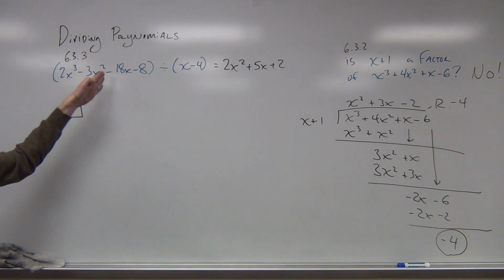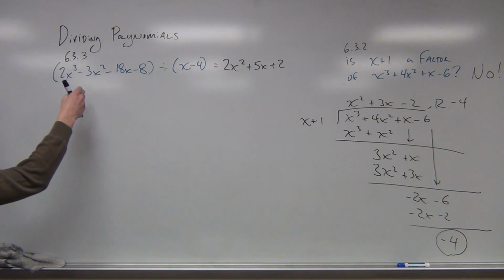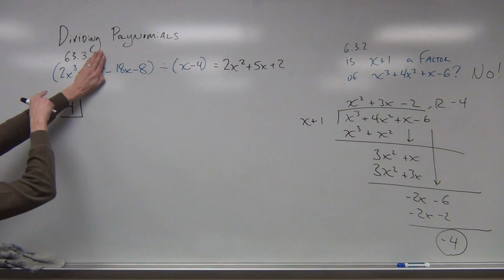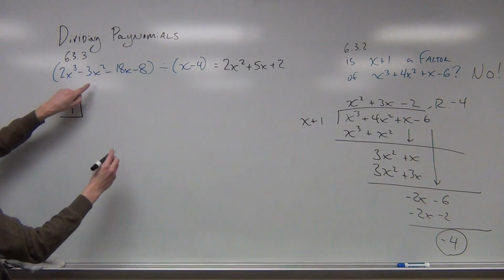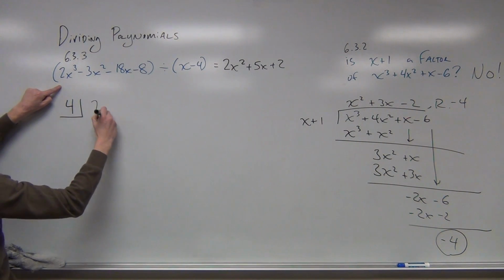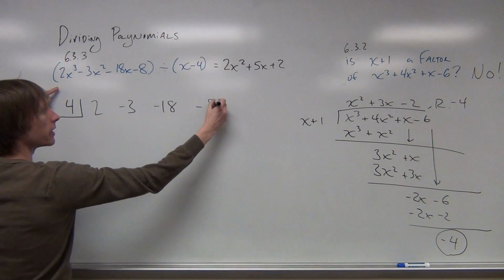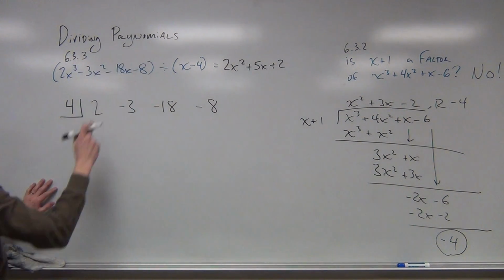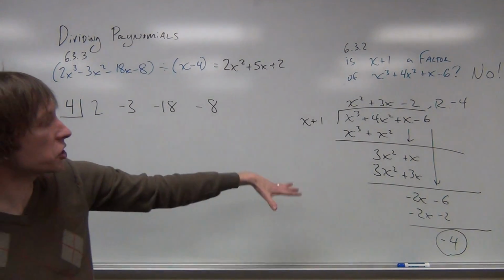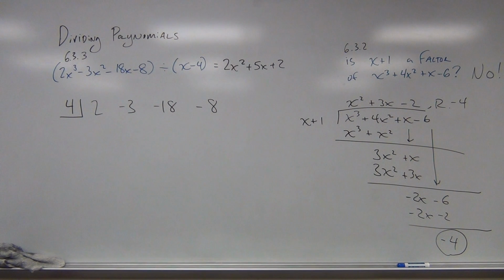Now, you've got to be careful to make sure that you've got 0 degree, 1 degree, 2 degree, 3 degree, 4 degree, etc. If there's any gap in here, if there were 0 x squareds, we'd have to put a 0 for the 0 x squareds. All right, so we're going to list the coefficients: 2, negative 3, negative 18, and negative 8. Synthetic division is what we're dealing with here. We're going to call this synthetic division because we're doing division, but we're not going to do it in this long drawn-out way. This is sort of an algorithm for a quicker method.